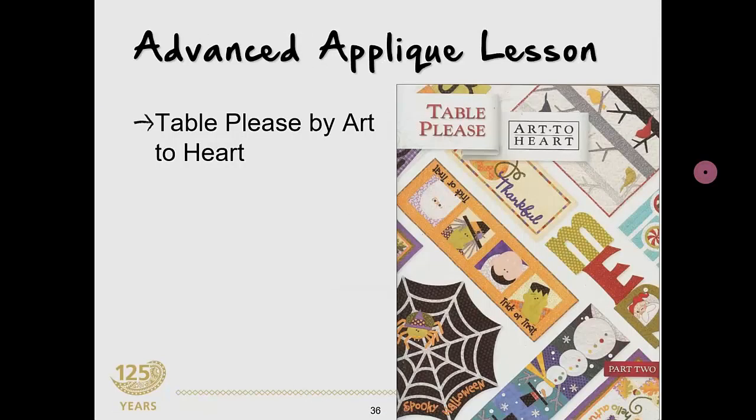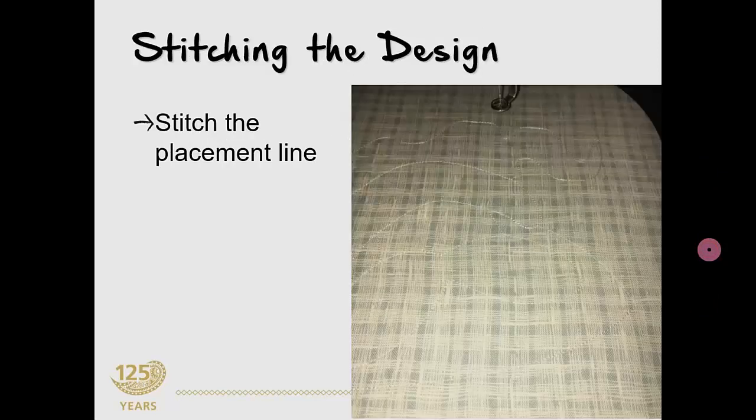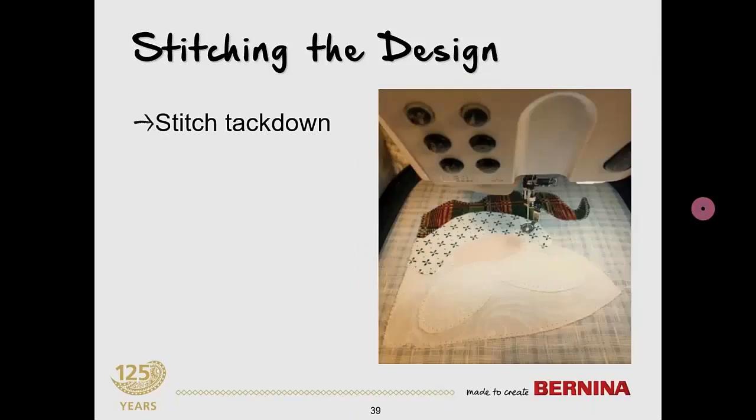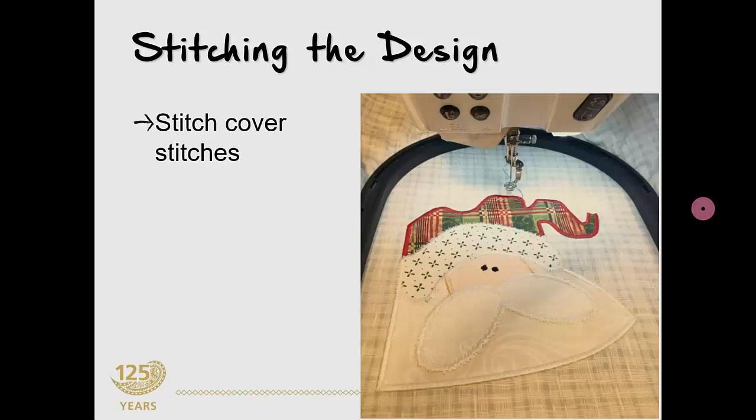Now, the advanced applique lesson that I am using is from the book Table Please by Art to Heart. It's a Nancy Halverson book, and I scanned in the image to use in the software. This was done with the Advanced Applique tool, and I stitched the placement line and then added all my cut pieces over the placement line, and then stitched the tack down stitch, and then finally the cover stitch. And when you are stitching the cover stitch, you will be changing thread colors.